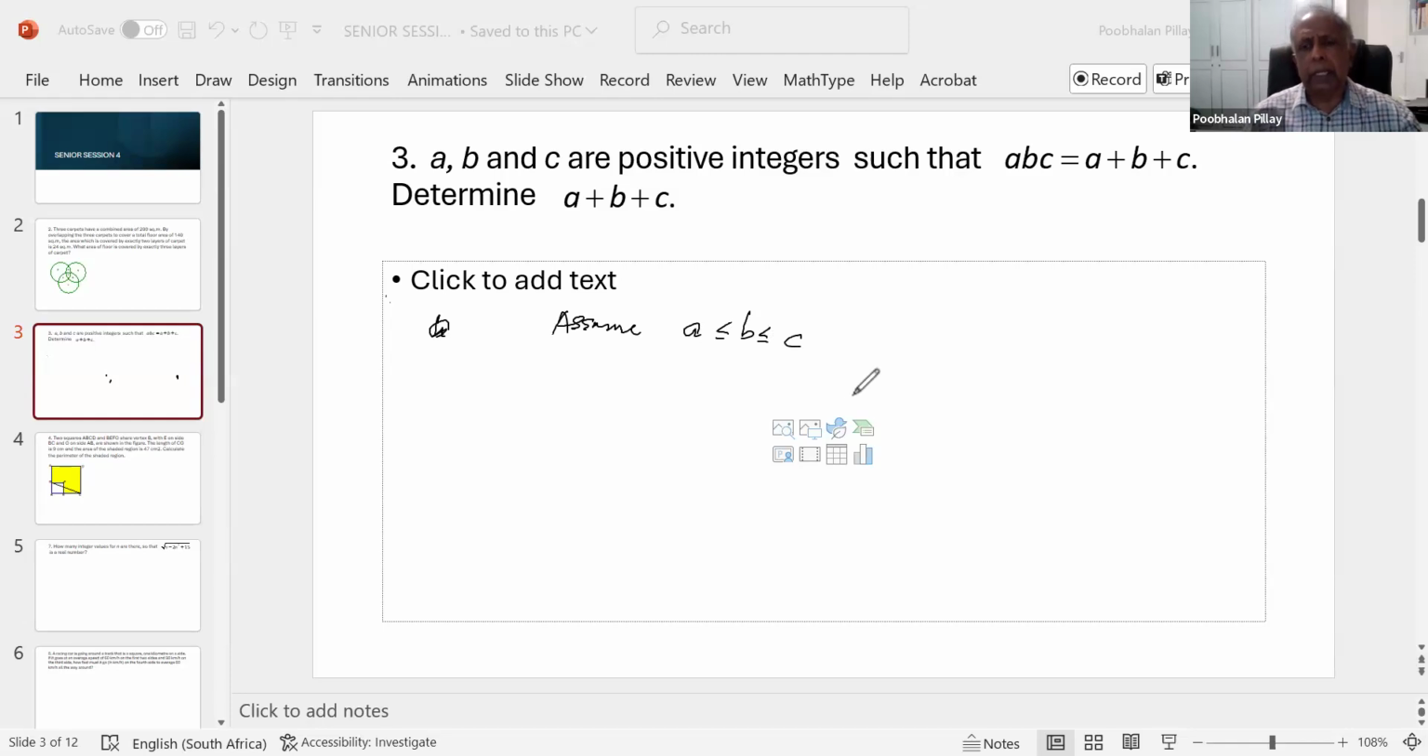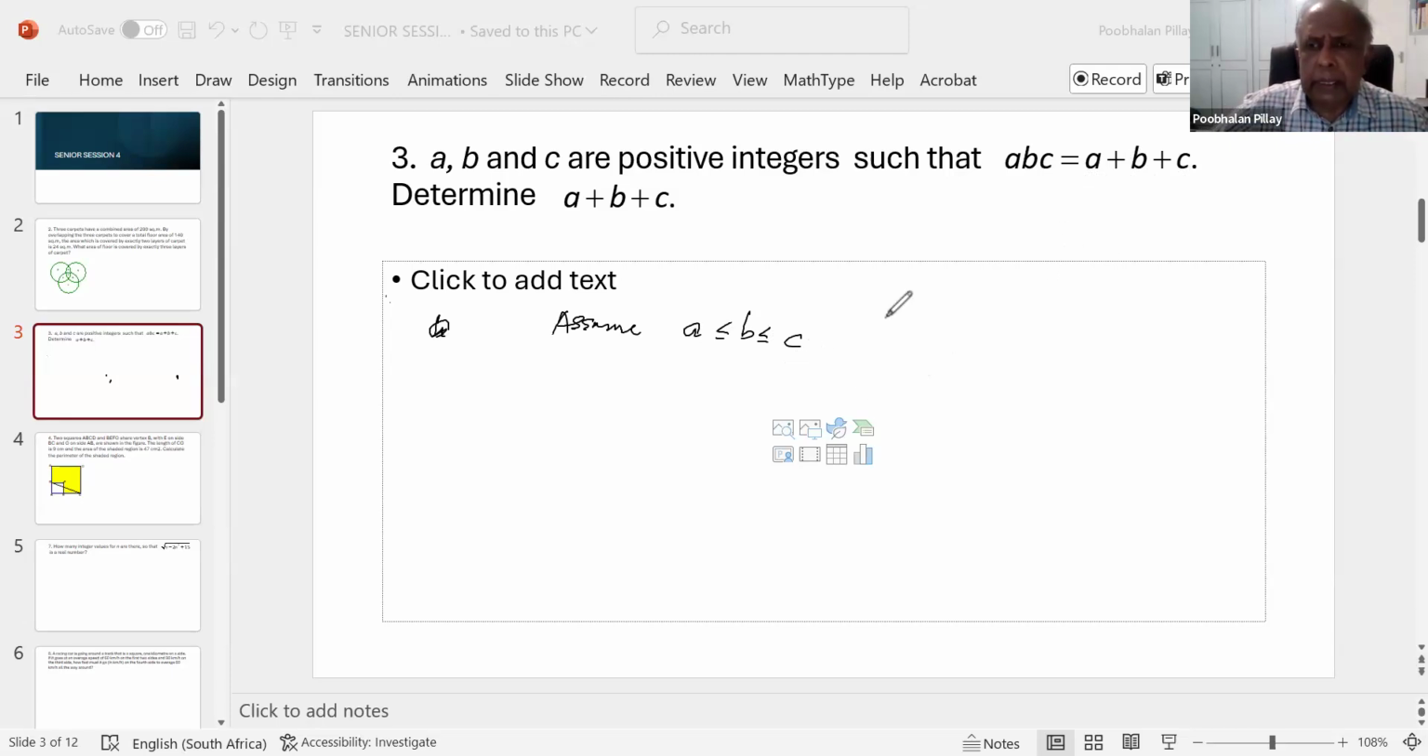So I'm going to make an assumption like this, and I'm allowed to make this assumption because of what I just said earlier, that it doesn't really matter how you split them around. So you can make this assumption that let A be less than or equal to B, less than or equal to C.